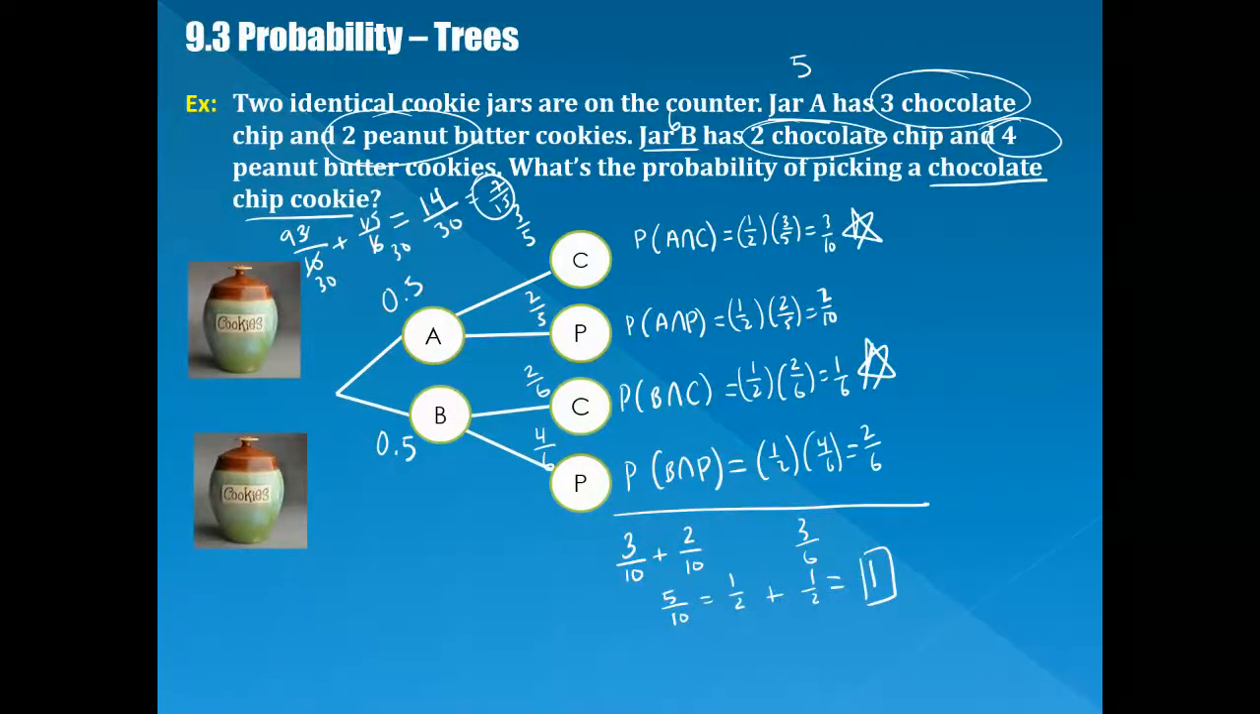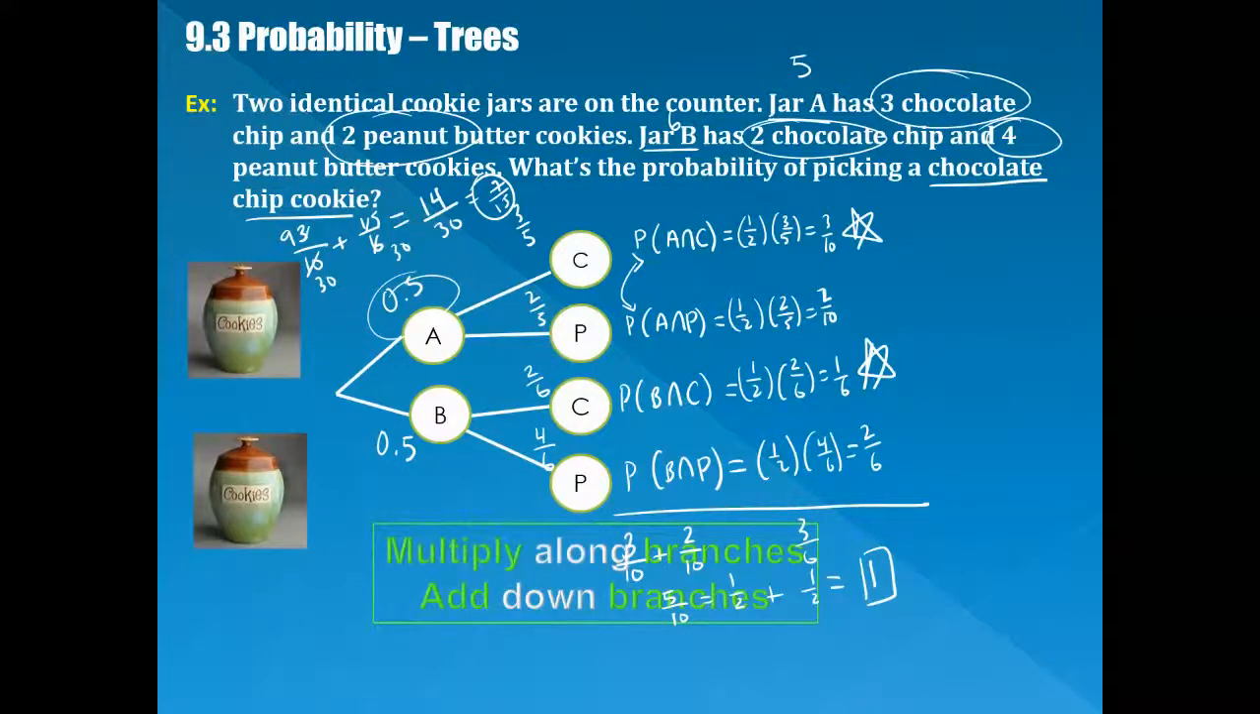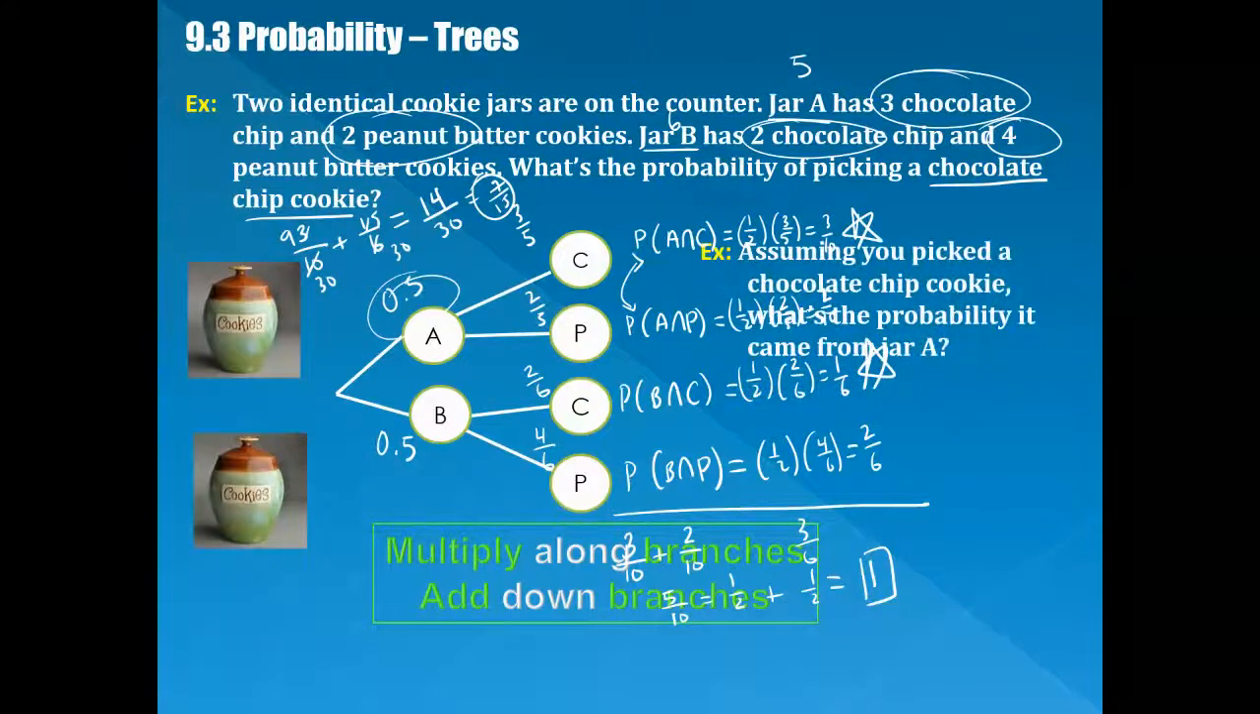Right? You can find out a lot of other things. So this is not paying attention to a condition. I'm just saying, what's the probability of getting chocolate chip? Right? If I said, what's the probability of picking jar A? You could add these two. You don't need to because we could just look back here, but you could. I totally wrote over this, but so multiply along the branches to get those intersections and then add down to verify that it equals 1.